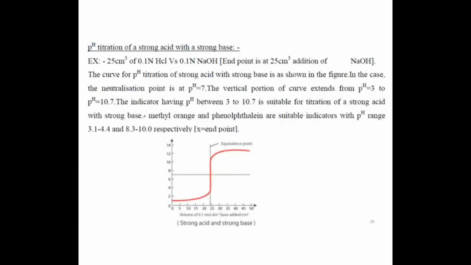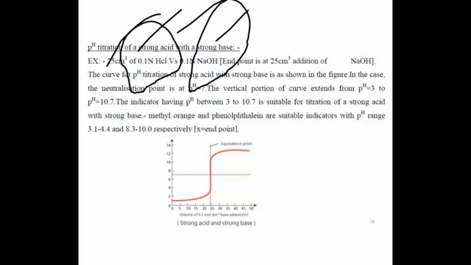Next topic is pH titration of strong acid versus strong base. That's why you should know the examples. I made a table column; you should note down which are strong acids, which are weak acids, which are strong bases, and which are weak bases. For strong acid, here we are going to take hydrochloric acid, and for strong base we are going to take sodium hydroxide. For hydrochloric acid the pH will be around 3, and for sodium hydroxide the pH will be around 14. That is why it is known as a strong base.